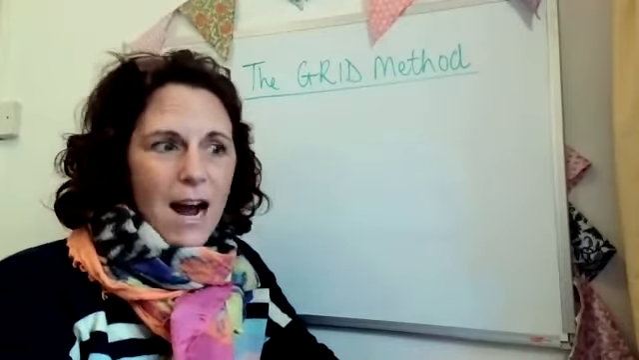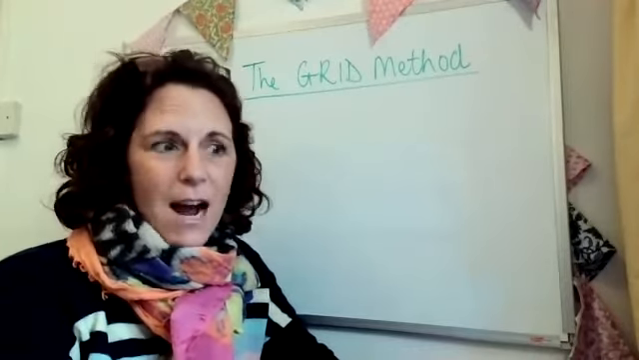It is called the grid method because we use a grid. But what do we put into that grid? Let's do some examples. Right, so first of all, we're going to do 2 digit by 1 digit. Nice and easy, 48 times 3.